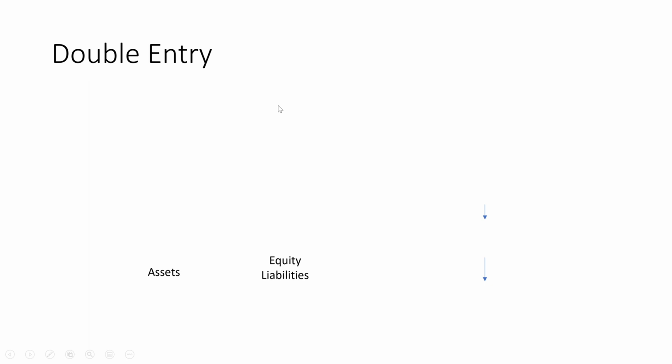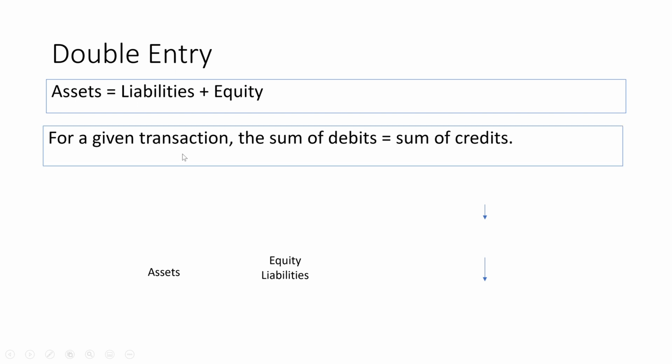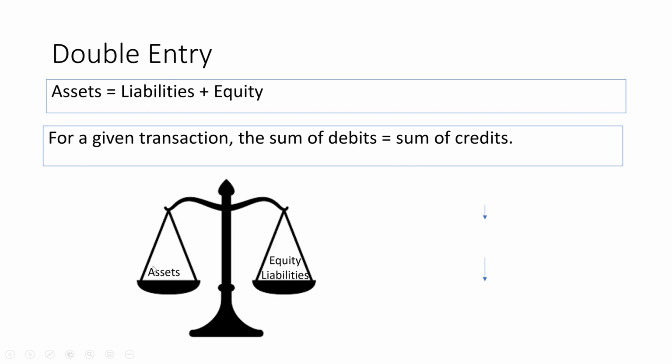Now double entry is about the concept of balance. It stems from this formula: assets is equal to liabilities plus equity. And the principle is that for a given transaction, the sum of debits is the sum of credits. I'll explain a bit more what this means. So imagine you have a balance. You can think of this equation as a balance, right? We call assets a debit balance, and we call equity and liabilities credit balances. So if I increase one side, they have to balance each other off.